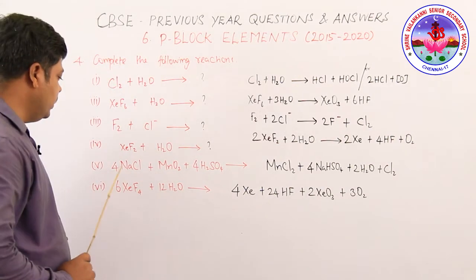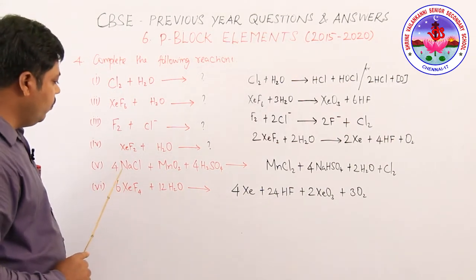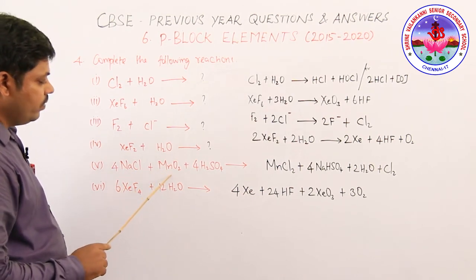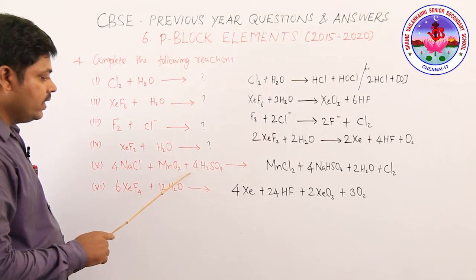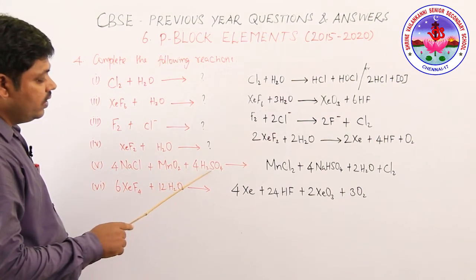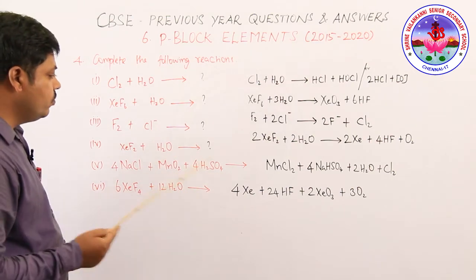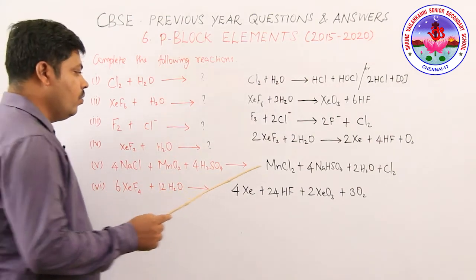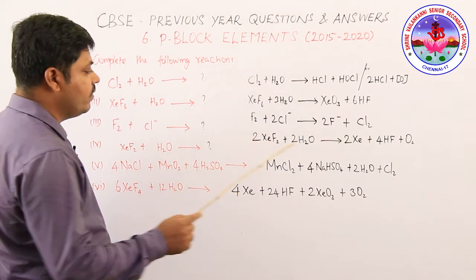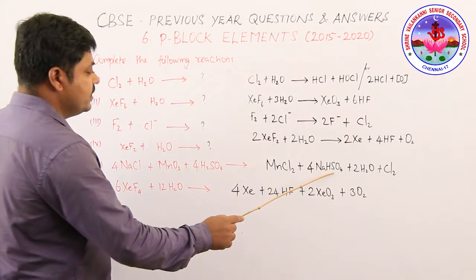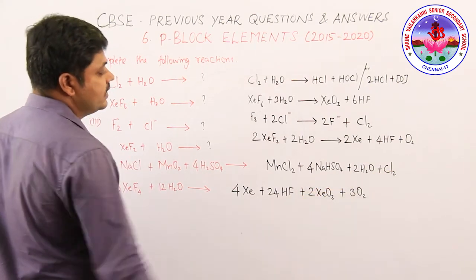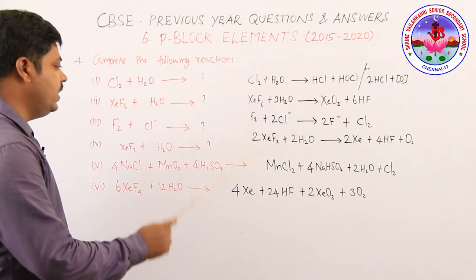Then look at this fifth question. 4 moles of NaCl and 1 mole of MnO2 react with 4 moles of H2SO4 to give what? Here 1 mole of manganese chloride, 4 moles of sodium hydrogen sulfate and 2 moles of water, then chlorine gas is evolved. So this is the answer.